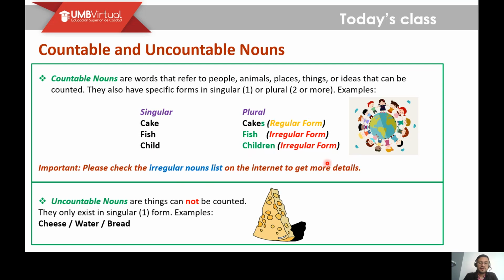Then the uncountables, for example, we have cheese, water, and bread. In English, bread is a non-countable noun, right?